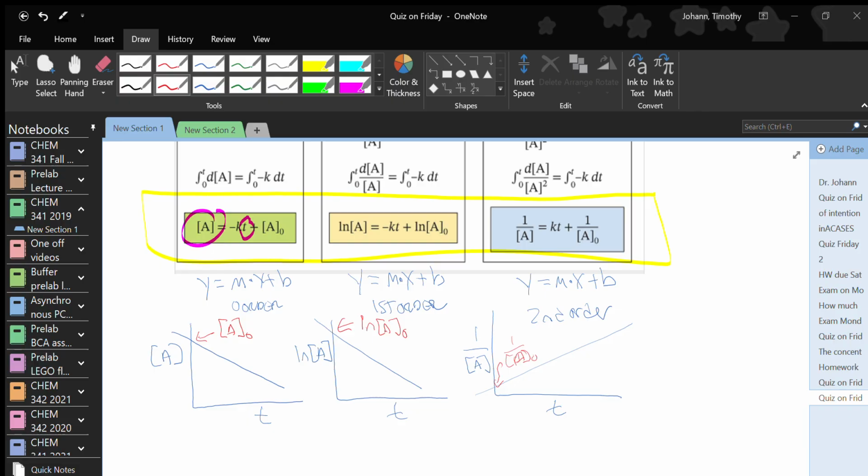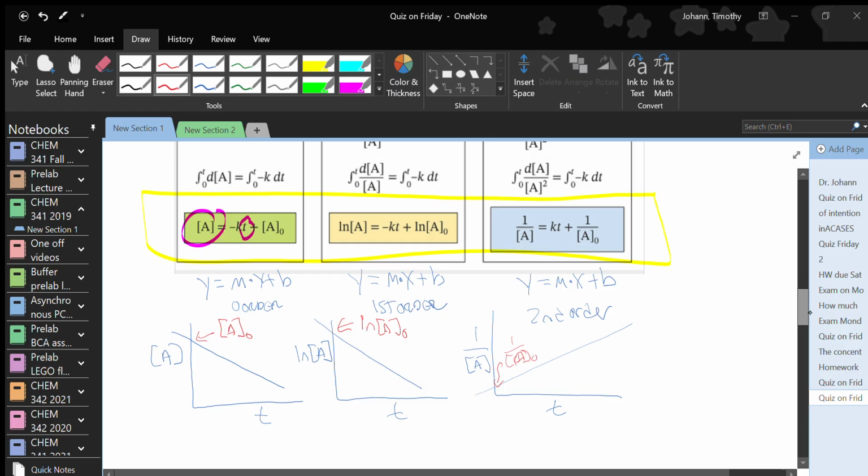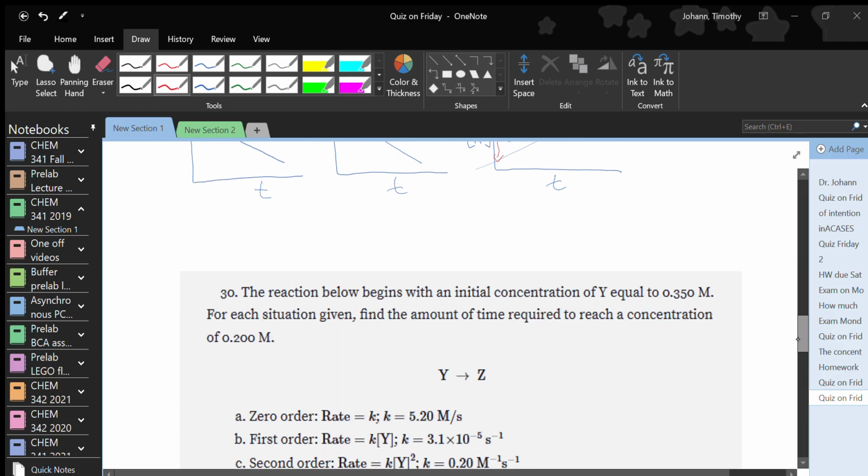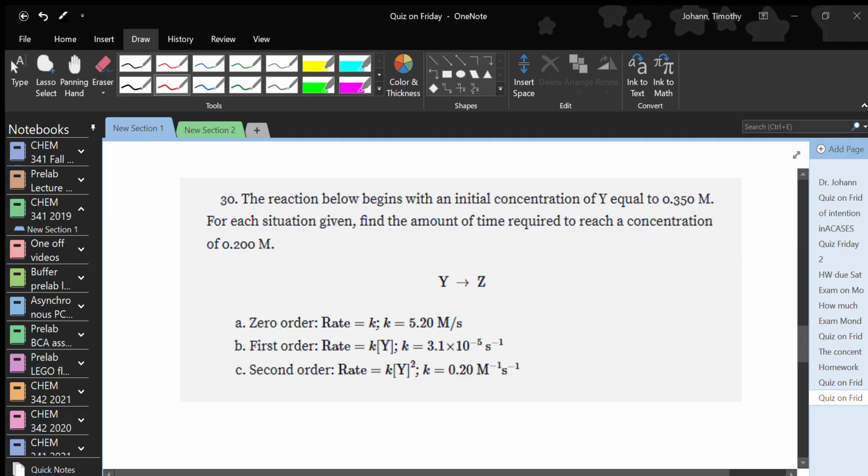Okay. So let's go ahead and try a problem using this stuff. We're not going to do the plots yet, but we can use those equations.